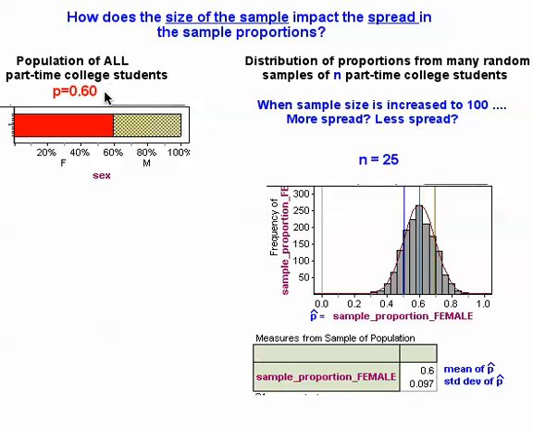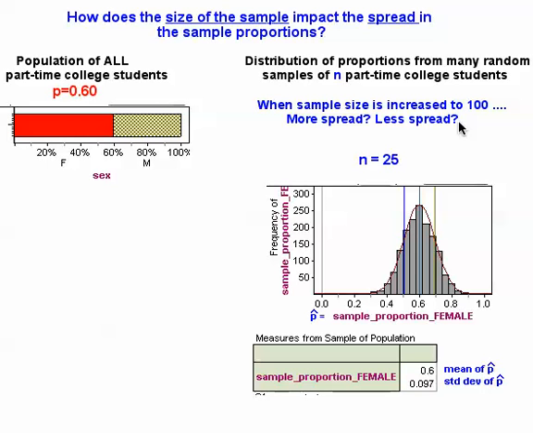We will assume, as we did before, that 60% of this population is female. Now, in this movie, we're going to be comparing two different distributions of sample proportions. Both distributions will be generated by collecting thousands of random samples, but they will differ in the sample size that we use. We will return to the sampling distribution we generated in the previous movie when we collected random samples of 25 students at a time, and then we will generate a second sampling distribution using a larger sample size. We will look at samples of size 100.